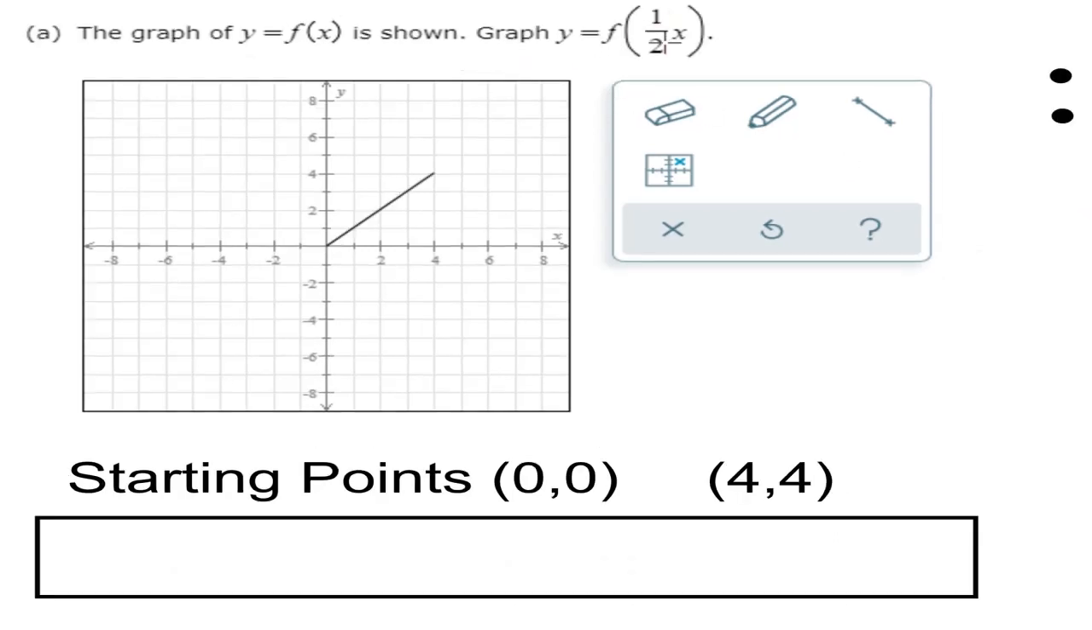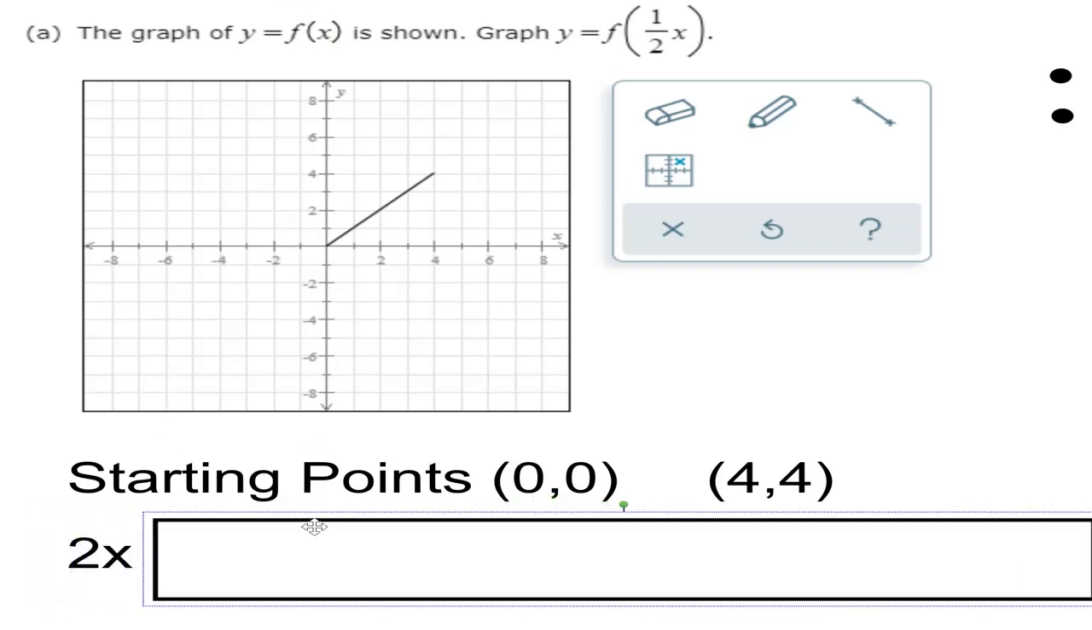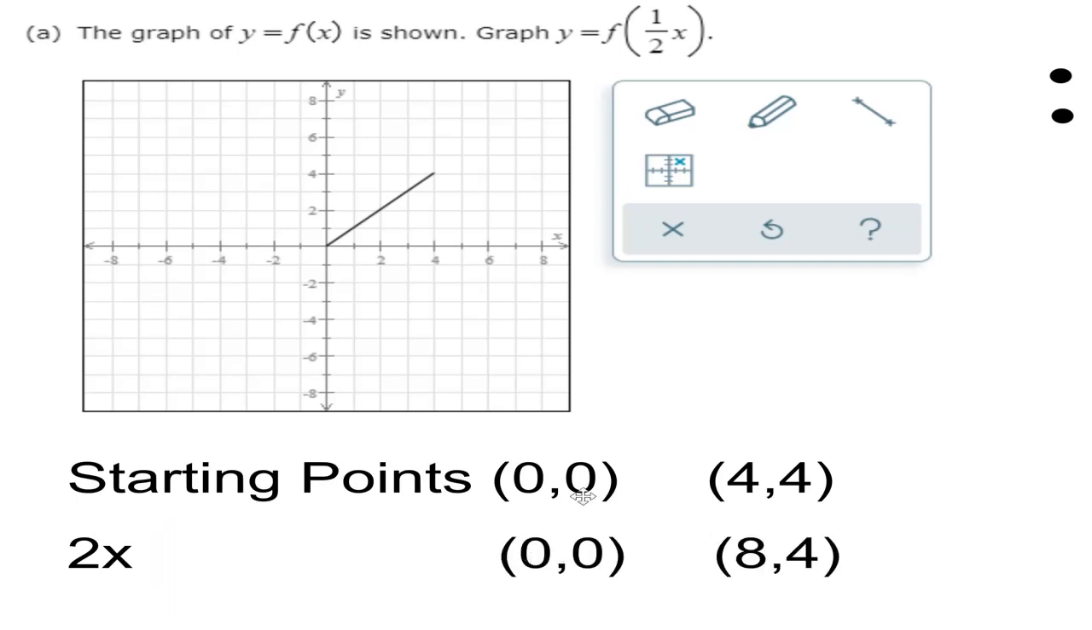In this equation, you'll notice that I have the 1/2 inside the parentheses next to the x. If you remember the last one we did, when it was a 2 inside next to the x, we did the opposite of it. The opposite of multiplying by 2 was multiplying by 1/2. Well, in this case, the opposite of multiplying by 1/2 is multiplying by 2. So we're going to do 2x. So 0 stays 0. The 4 is going to become an 8. So I have 0, 0, and 8, 4. I'm going to graph those 2 points. Connect them with a line. And I have my graph.